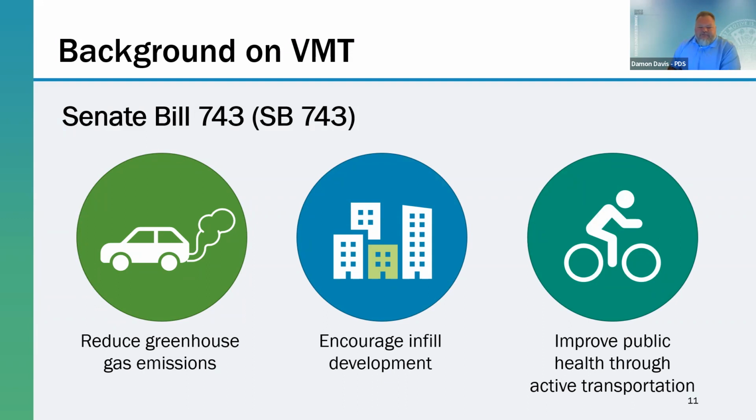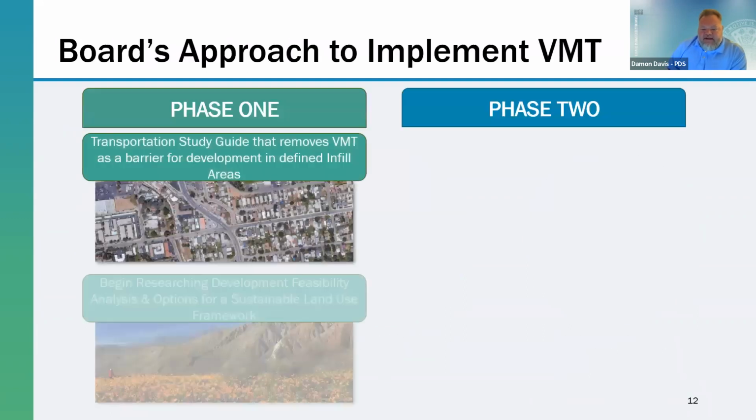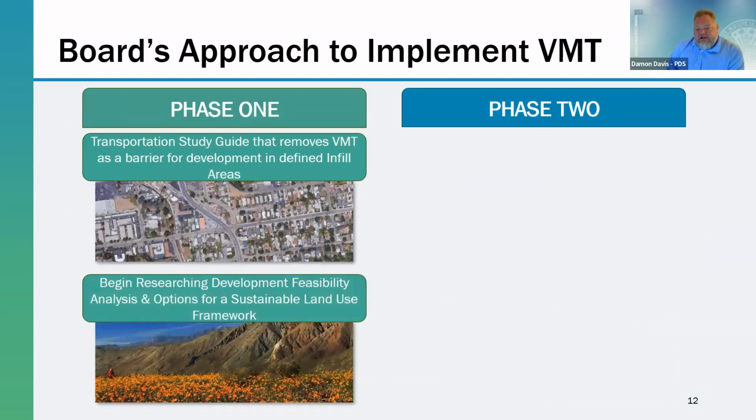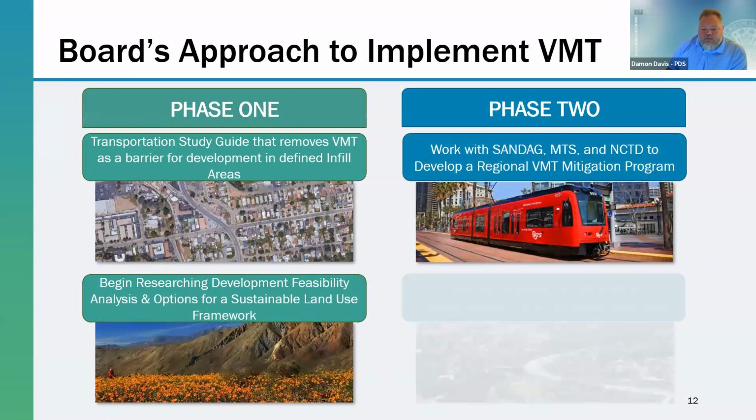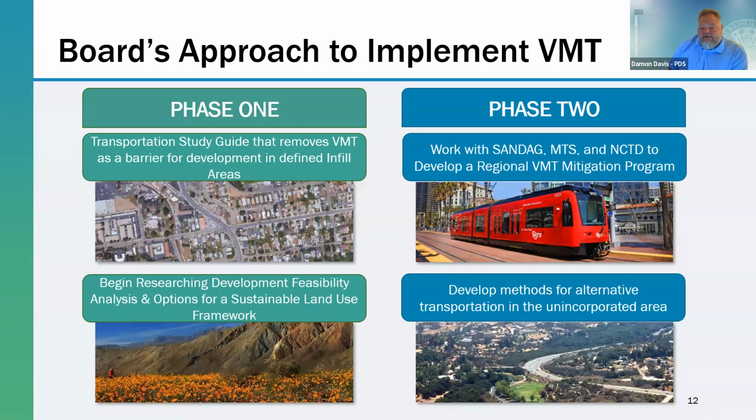Now, the board directed staff with a phased approach to implement SB 743. The first phase included two parts. First was the board's adoption of a transportation study guide, which was adopted in September of 2022, just a few months ago. And the second phase, which just got underway, includes the development of a VMT mitigation program with potential partnerships with other agencies throughout the region. The second phase also includes direction on a parcel by parcel analysis, which is now referred to as a development feasibility analysis, as part of an overall sustainable land use framework, which we'll dive into a little bit later in the presentation.